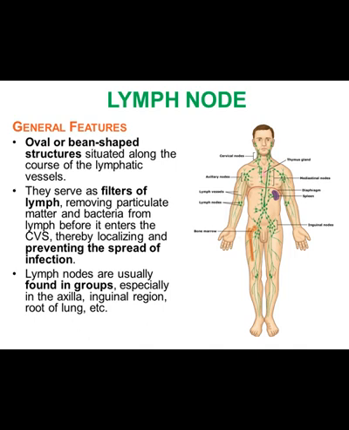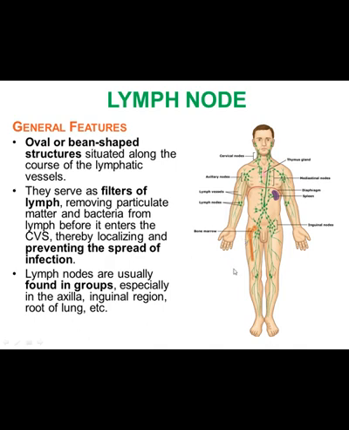Lymph nodes are oval or bean-shaped structures situated along the course of lymphatic vessels, as we see in this diagram. These are different lymph nodes in different areas. The lymph nodes serve as filters of lymph, removing particulate matter and bacteria from lymph before it enters the CVS. In this way, they prevent the spread of infection.